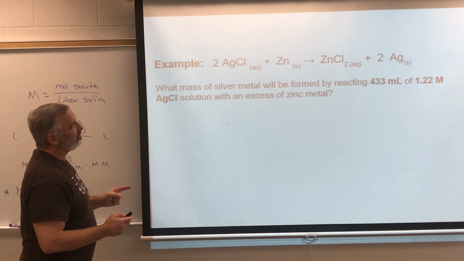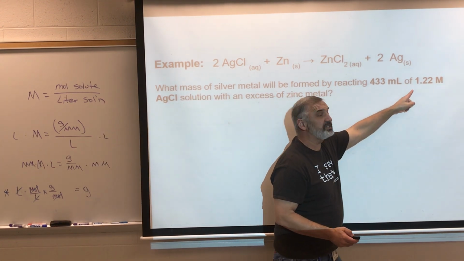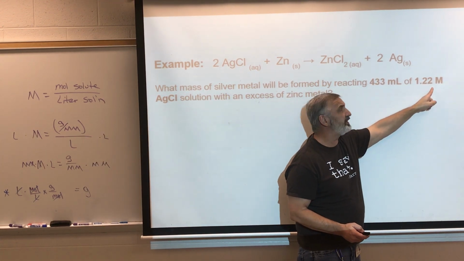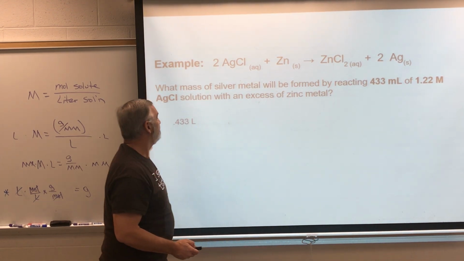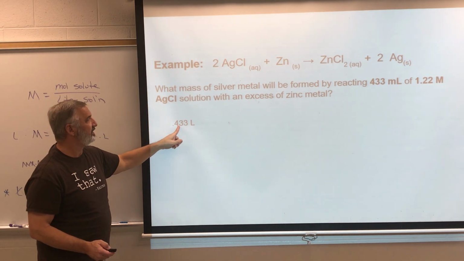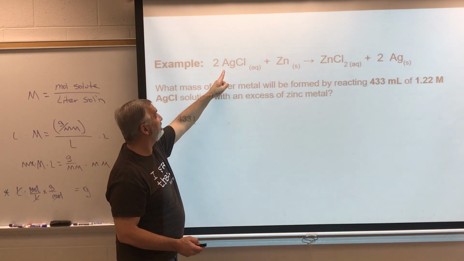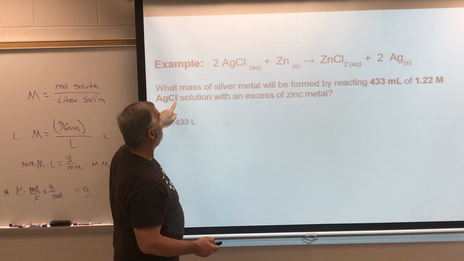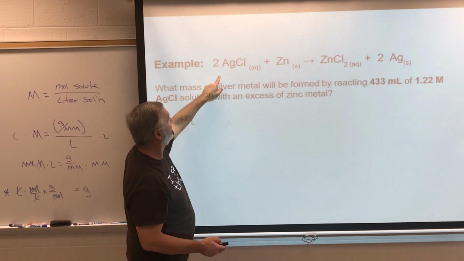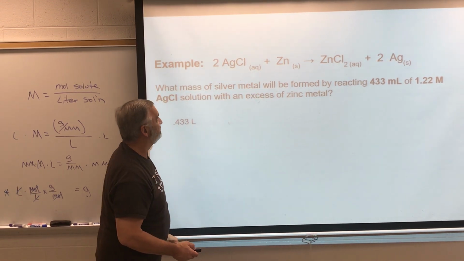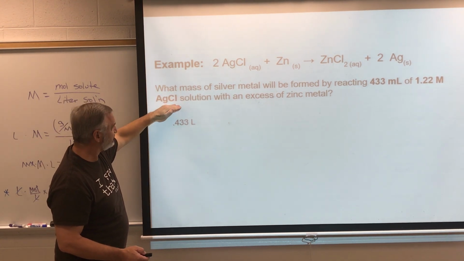All right. So, again, here's my given. But I know that this is molarity, so I know that it's moles per liter, so I know this needs to be liters, so I know it's going to be 0.433 liters. Okay? 0.433 liters. Now, I'm going to have to convert that. The first step is to take my 0.433 liters of silver chloride solution, okay, reacting with zinc. Okay? So, this is the concentration of my silver chloride.